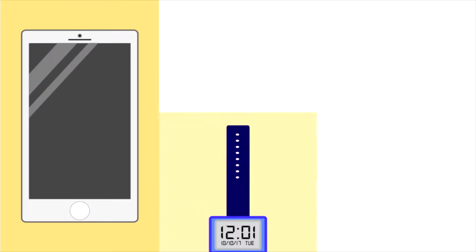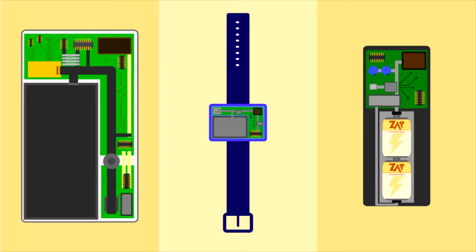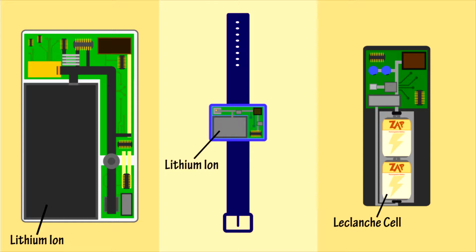Batteries are everywhere. In your mobile phone, wristwatch and TV remote. They come in many different forms, such as the lithium-ion and the Leclanche cell. They can be used in specifically one appliance, or be universal and used in many.